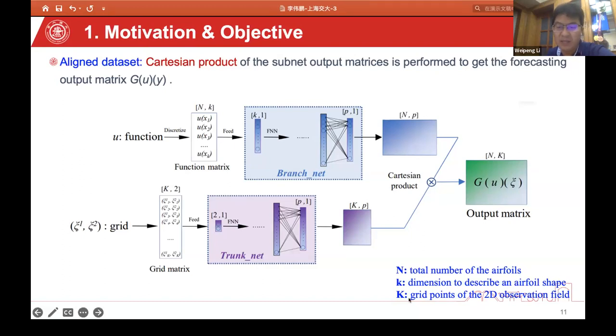And the capital K is the grid point for the two-dimensional observation field. And this is the dimension, and this is the input, the dimension of the function matrix. And we use FNN here. We can use other CNN or other network. Anyway, it doesn't matter. But finally, we have a dot product here to get the output matrix.